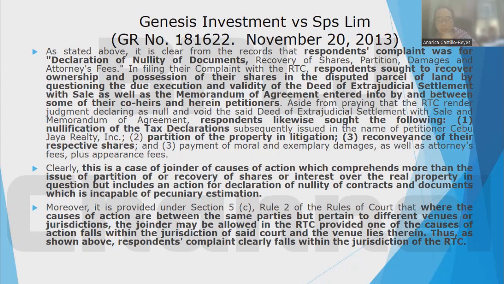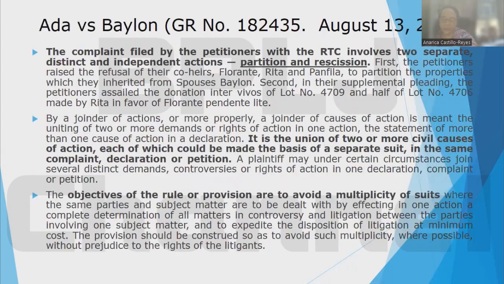This is a case of joinder of causes of action which comprehends more than the issue of partition or recovery of shares or interest over the real property, but includes an action for declaration of nullity of contracts which is incapable of pecuniary estimation. Where the causes of action are between the same parties but pertain to different venues or jurisdictions, the joinder may be allowed in the RTC provided one of the causes of action falls within the jurisdiction of the RTC and the venue lies there. Thus, the respondent's complaint clearly falls within the jurisdiction of the RTC.